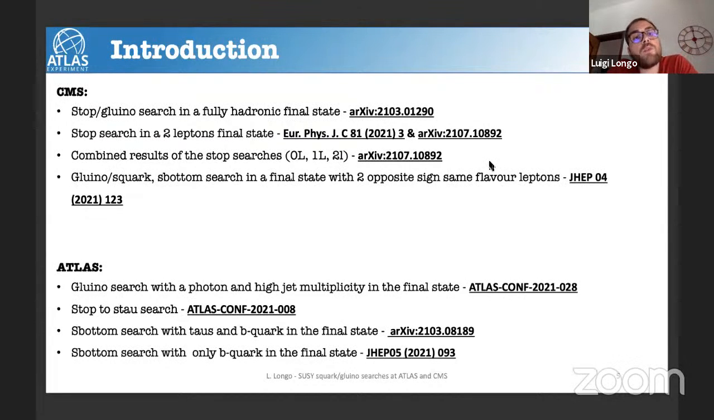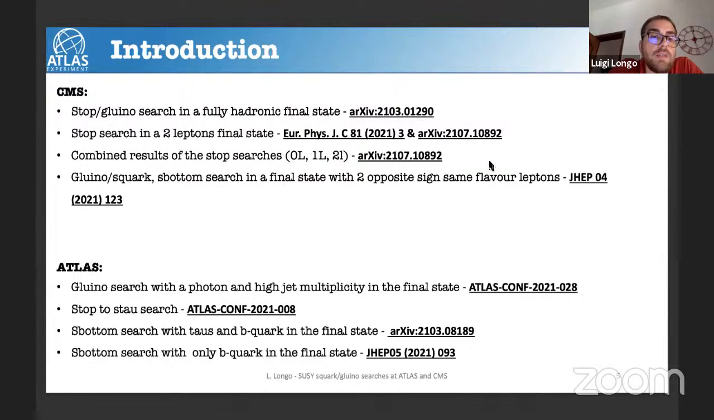In this presentation, I focus on the CMS searches for stop and gluino in a fully hadronic final state, and stop search in a 2-lepton final state. The combined results of the stop search that were obtained consider the final state with 0, 1, and 2 leptons, and the gluino search and bottom search in a final state with 2 opposite-sign, different-flavor leptons.